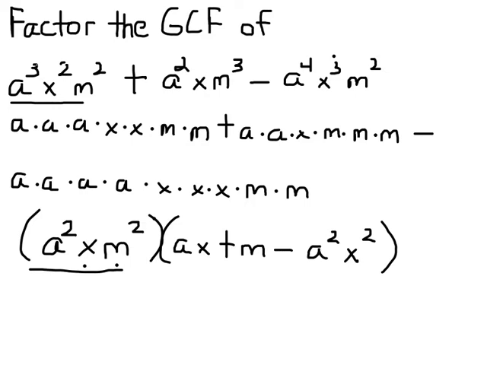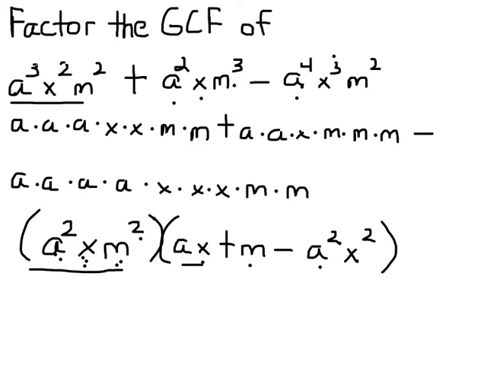Alright, so if I multiply a squared times another a, I would have a cubed, and x times x would give me x squared, and I've already got an m squared, so this would be it for the first term. For the second term, I've got an a squared, I've got an x, I've got 2 of the 3 m's I need, so I need one more m. And then for this last term here, I've got 2 a's, but I need 4, so I'm going to have to put a squared to multiply by this a squared to get this a4.